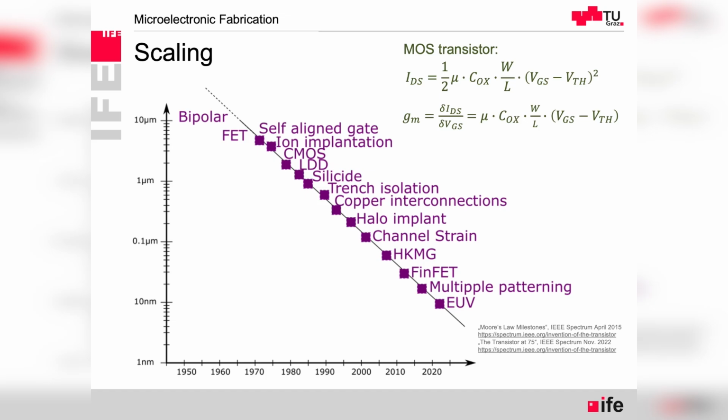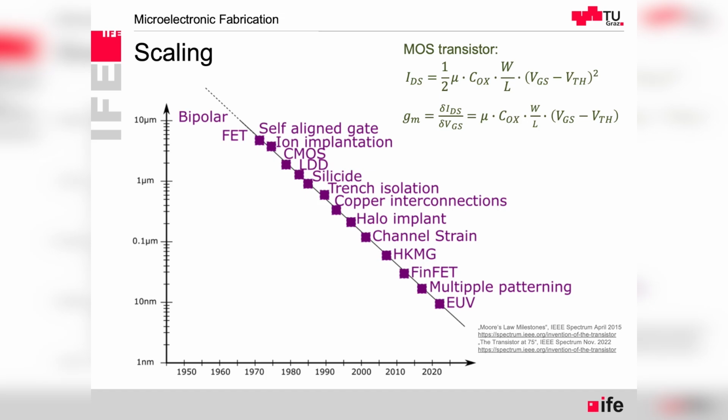Then we see here as a function of the time, we have years. Every decade there is a single mark. And then we have a scaling of the characteristic dimensions on the y-axis. I didn't add a title to this y-axis because it also changes a little bit over time how we define the technology node.